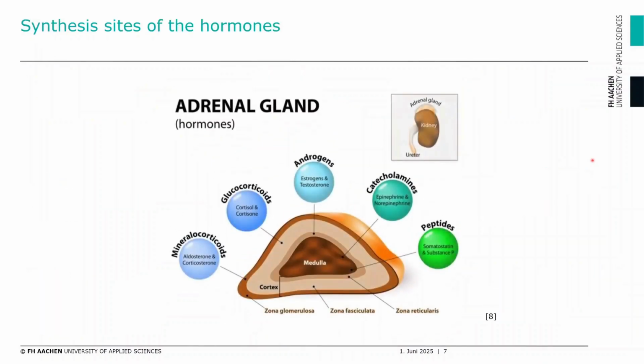On this slide, we show you in which layers the respective hormones are produced in the kidney. Glucocorticoids are synthesized in the cortex and catecholamines and peptides in the medulla. Mineralocorticoids are produced in the zona glomerulosa. Androgens are produced in the zona reticularis.